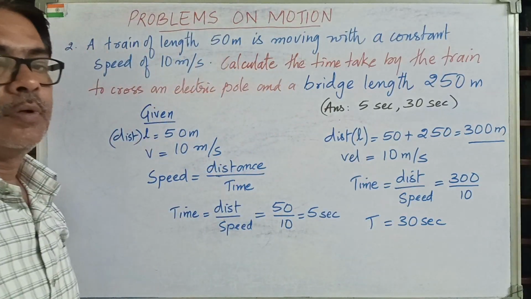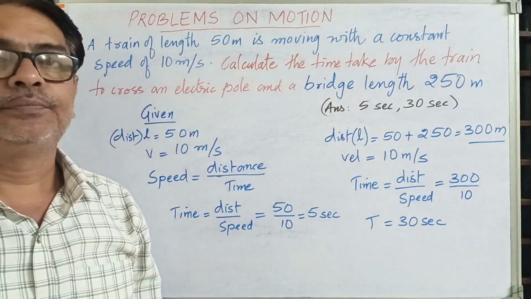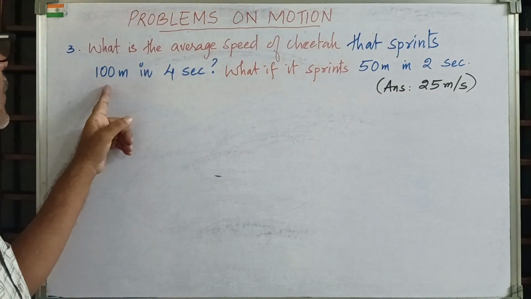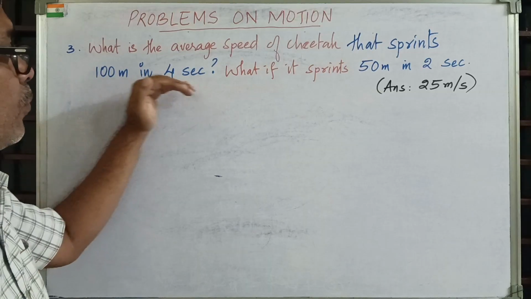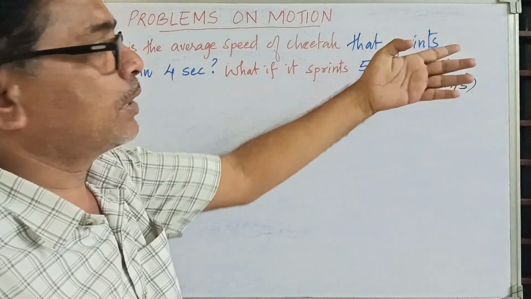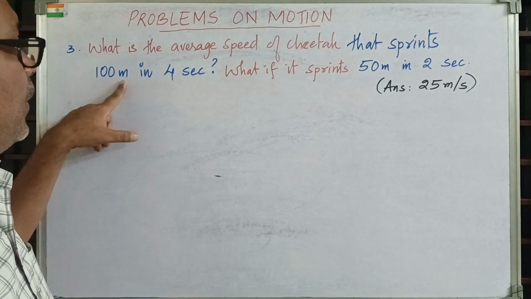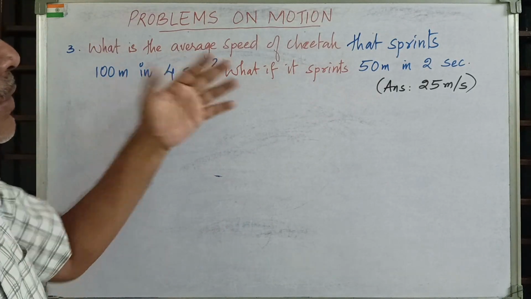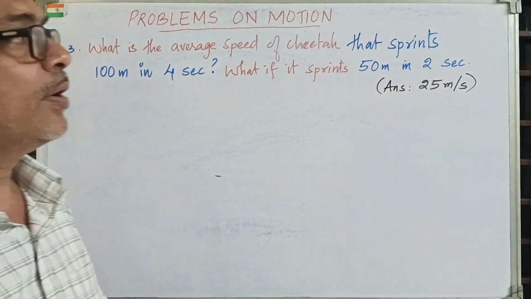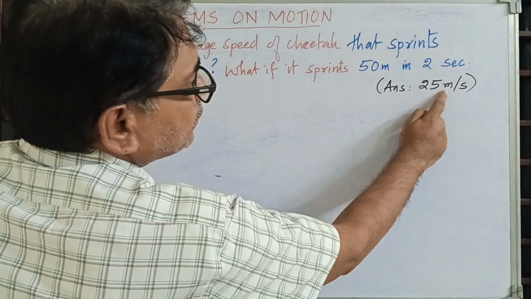Right. So let us now see problem number 3. What is the average speed of a cheetah that sprints 100 meter in 4 seconds? What if it sprints 50 meter in 2 seconds? Two cases are there. One is it can sprint 100 meter in 4 seconds. The other case is it can sprint 50 meter in 2 seconds. And the answer is 25 meter per second because you are finding speed. Speed is distance by time.